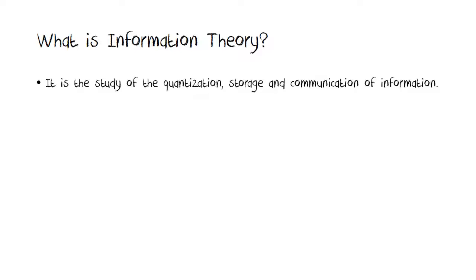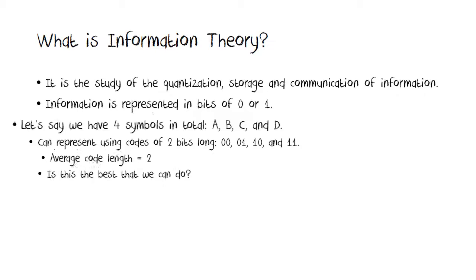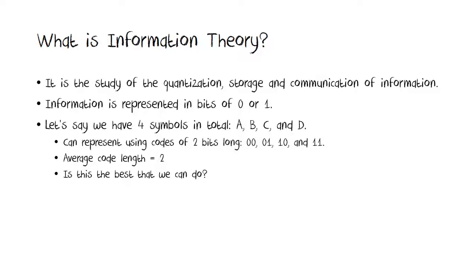In our digital world, we know that information is represented in bits of either zeros or ones. So let's say we have four symbols labeled as A, B, C, and D. We can represent those symbols using 2 bits, giving us 4 combinations of bits. So 00, 01, 10, and 11. The average code length for this representation is 2 bits. But is this the best that we can do?